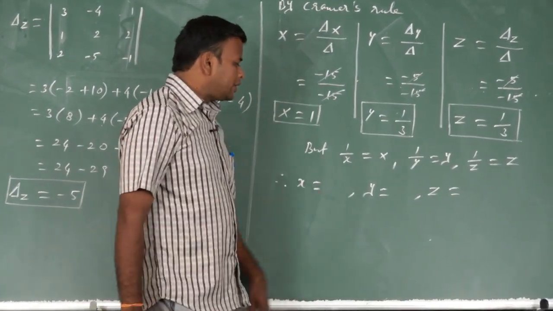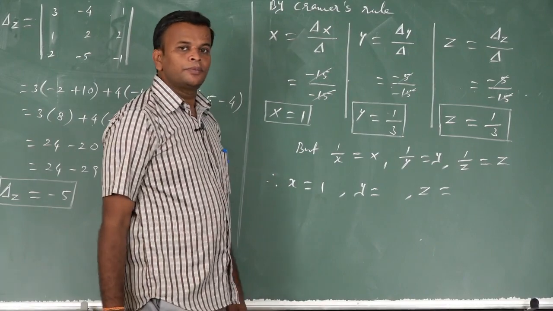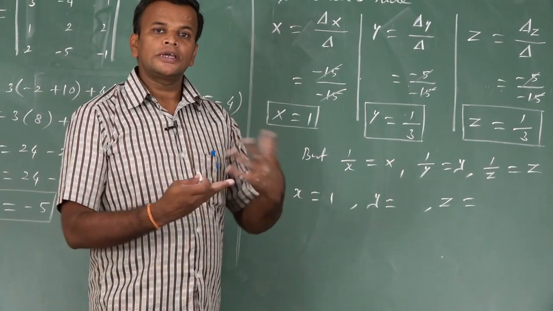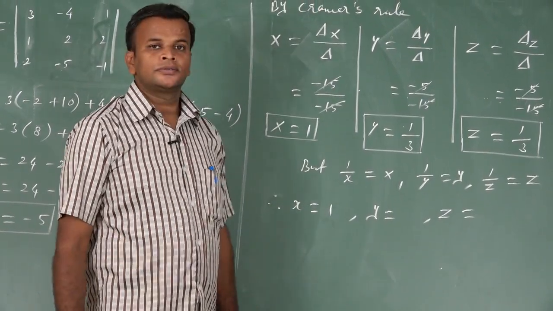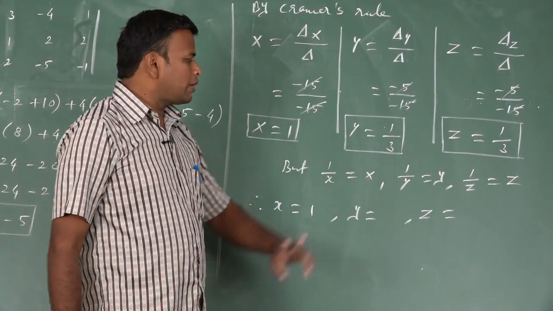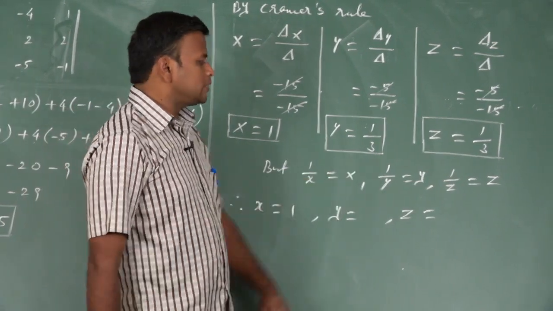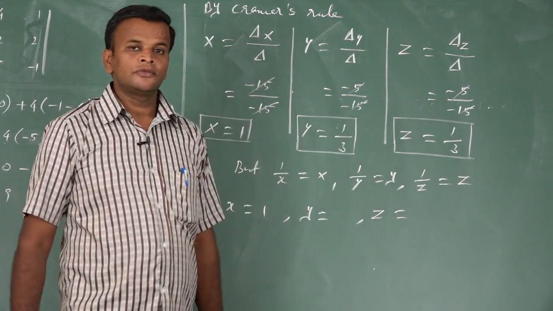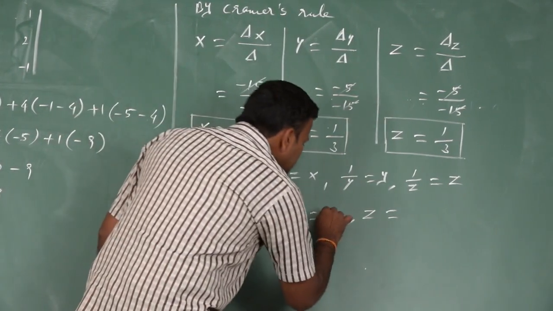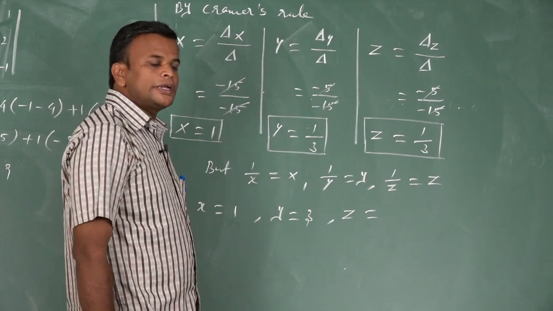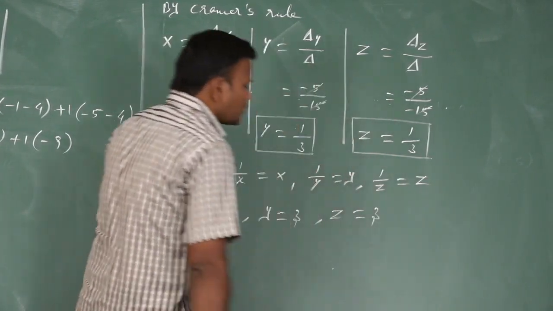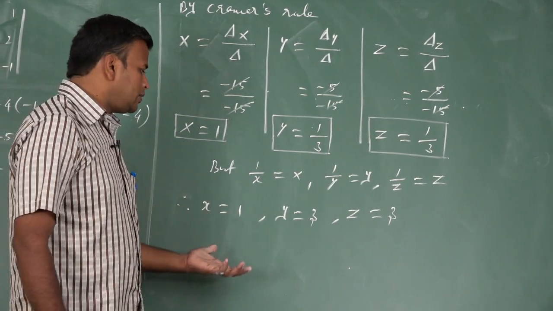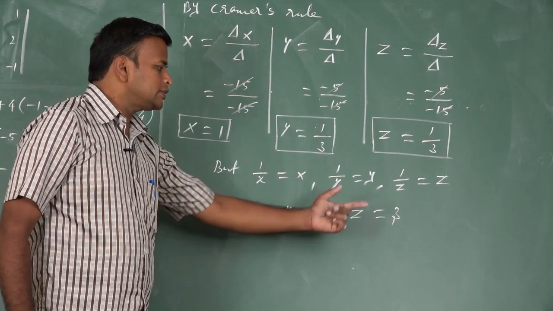The value of small letter x is also 1, because capital X value is 1. 1 by x is equal to 1. Taking reciprocal, the value of x is 1. Capital letter Y value is 1 by 3. And the value of 1 divided by 1 by 3 is 3. So the value of small letter y is 3. And the value of small letter z is also 3. I directly write the answer. It is our required solution. Therefore the solutions are x is equal to 1, y is equal to 3 and z is equal to 3.